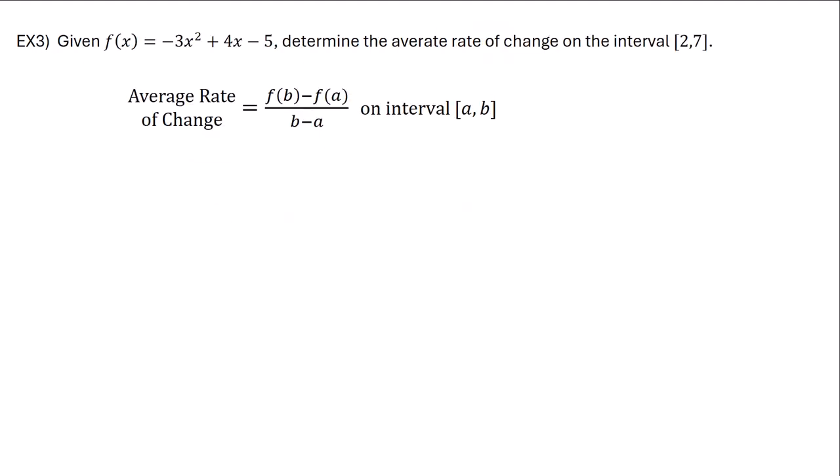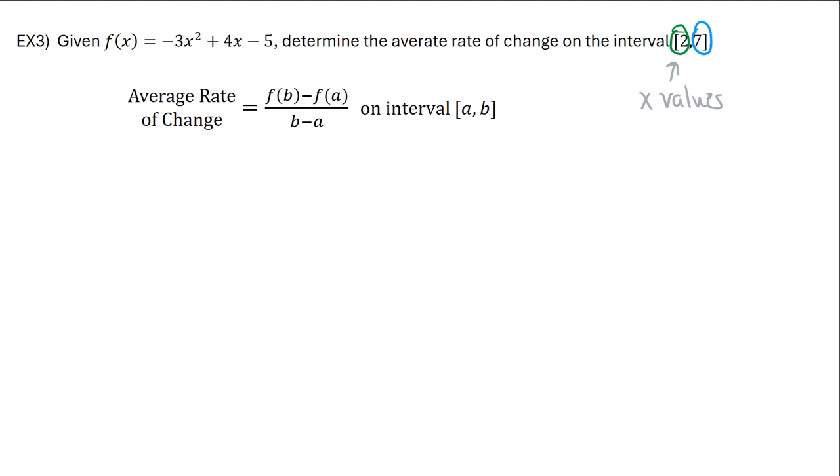In example 3, we're given a function f of x, and we want to figure out the average rate of change on the interval. So we are going to go from 2 and we're going to end up with 7. So we want that average rate of change from 2 to 7, and those are going to be x values. Again, when we're dealing with our intervals, the intervals are always x values.